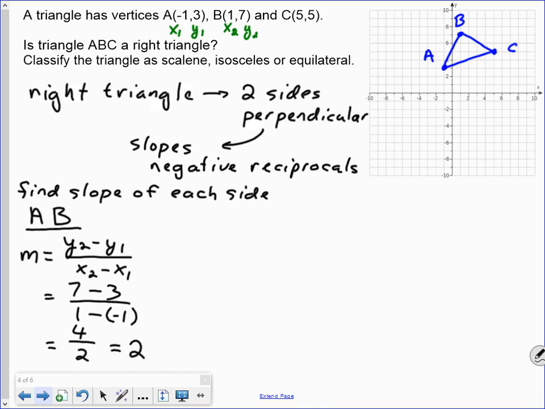Now we're going to go ahead and do the slopes of the other two sides. What's our next one? Let's do BC.